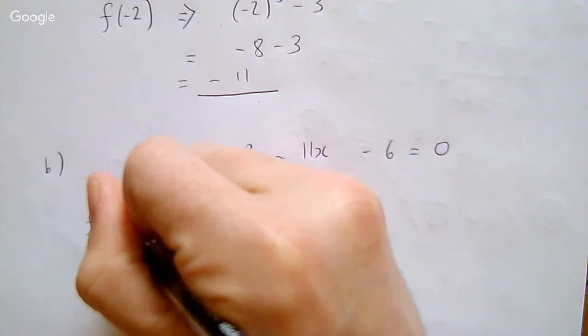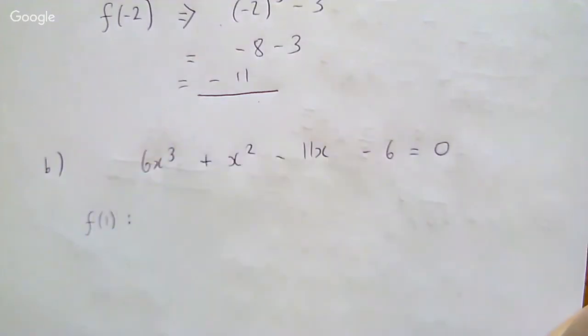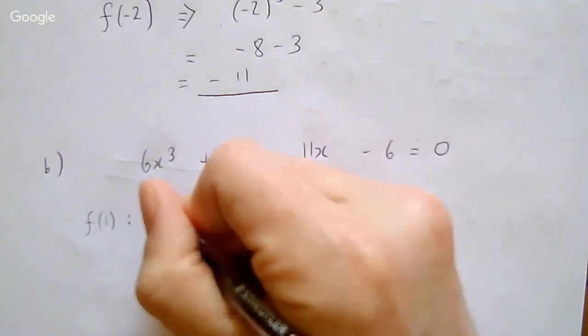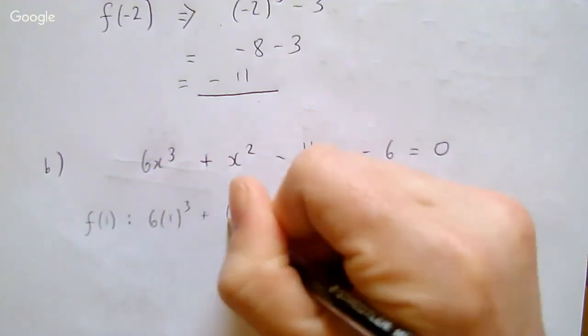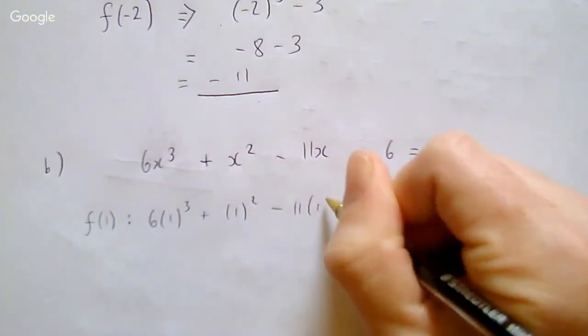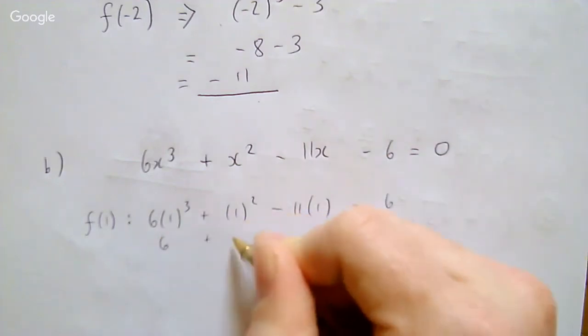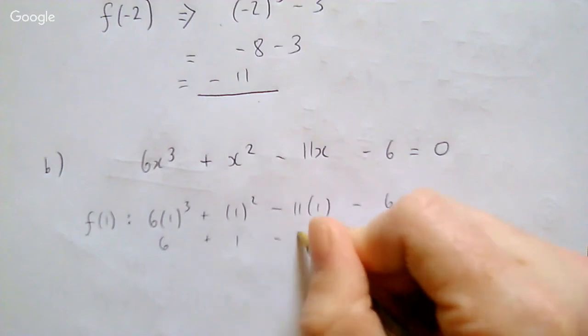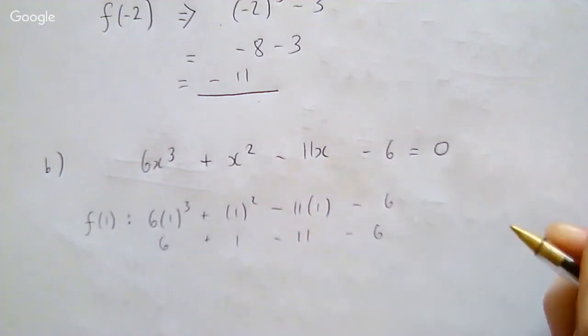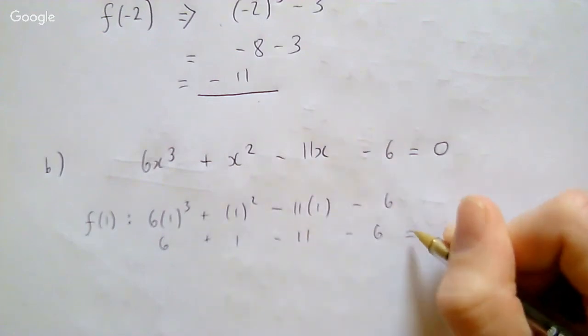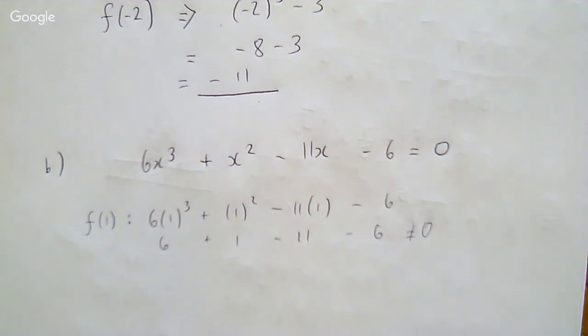Best one you can start off with is 1. See if you get anywhere at all. If it equals 0, it's a factor. We can start dividing it in. So I'm going to get 6 lots of 1 cubed plus 1 squared minus 11 lots of 1 minus 6. I'm going to see what that is. So that's going to give me 6 plus 1 minus 11 minus 6. And I can quite clearly see that's not going to be equal to 0. I'm not even going to bother finding out what it is. It's not equal to 0.